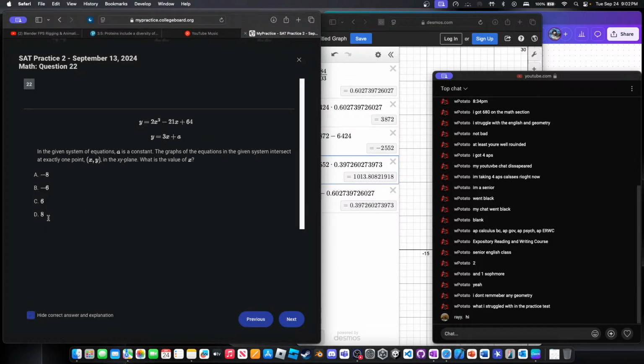Okay, I chose D. That's all I saw. I didn't know what the correct answer was. I chose D. Okay, so in the given system of equations, a is a constant. The graphs of the equations in this given system intersect at exactly one point, x y, in the xy plane. What is the value of x? Okay, so let's do what we did before. Like the mistake I made before.